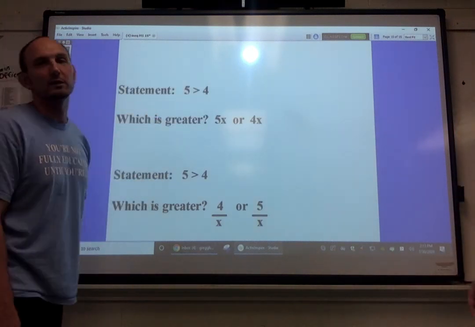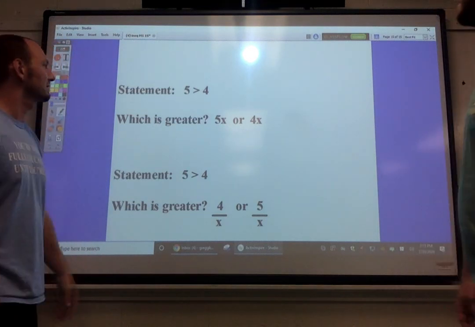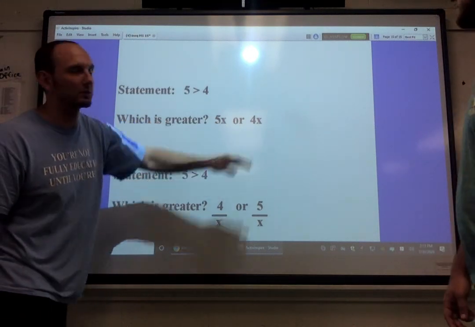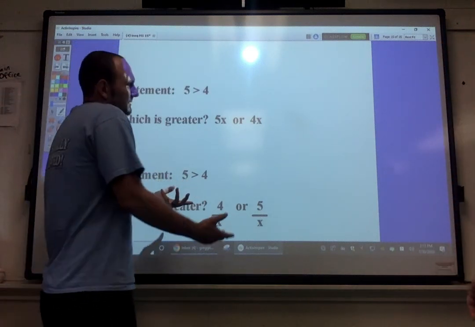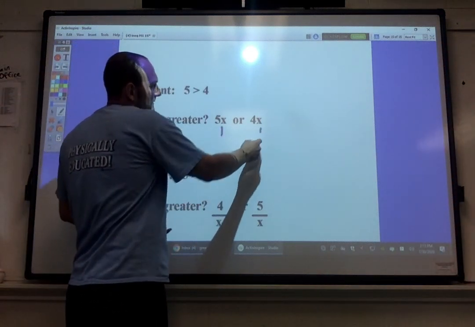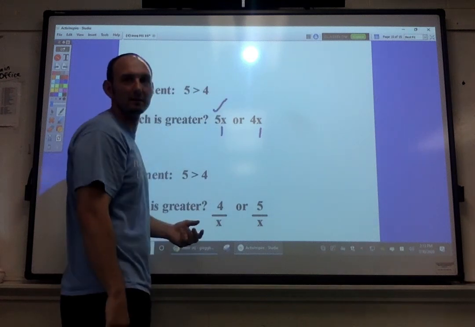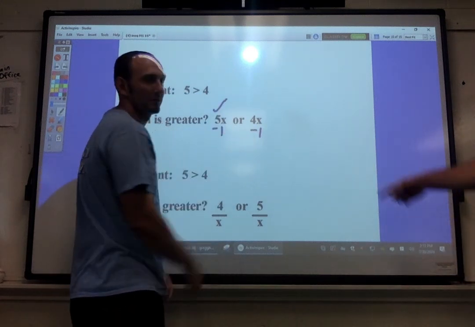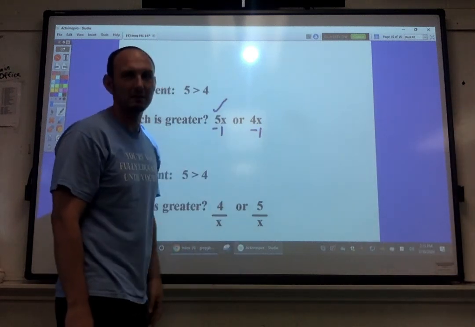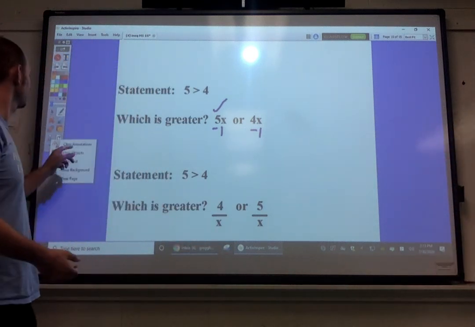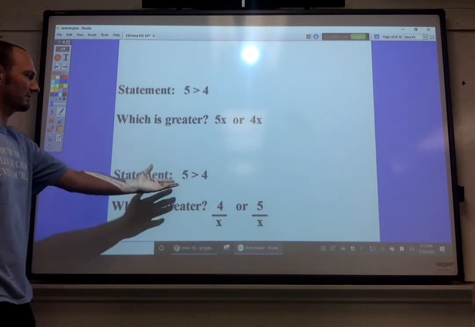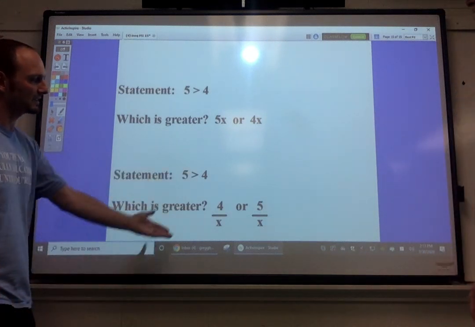And last one. 5 is greater than 4. Duh. So 5 times a number or 4 times a number, which is greater? We don't know what x is. If it's a 1, you're bigger. If it's a negative 1, that's bigger. We need more information. So we can't decide that. Down here, 5 divided by 4, it's kind of the same thing.